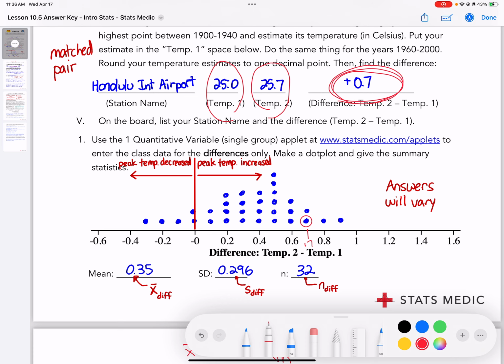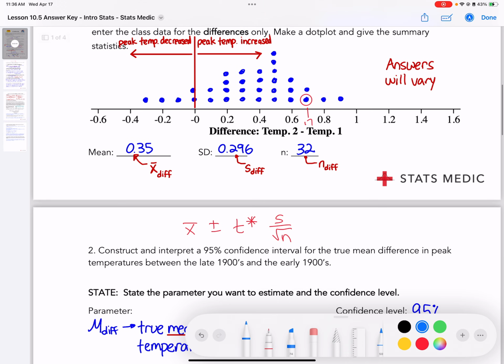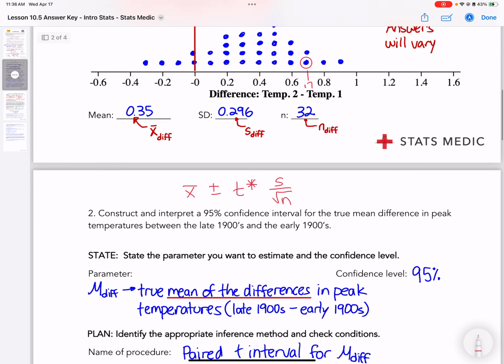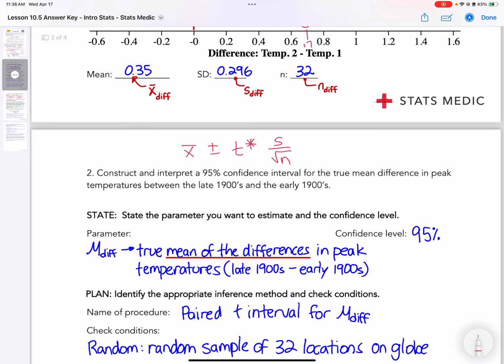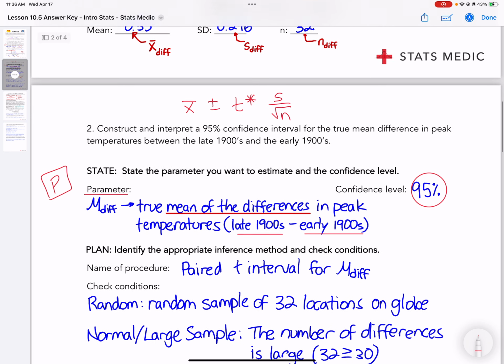We're going to treat this like a t-test, even though it is a paired t-test, because I have one list in my calculator. So let's go ahead and do our PANIC. We have P, the parameter, which is what I'm studying: the true mean difference in temperatures from the late 1900s minus the early 1900s. The confidence level is 95%, which is just how much percent we decide to study.